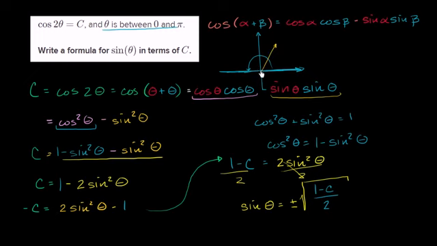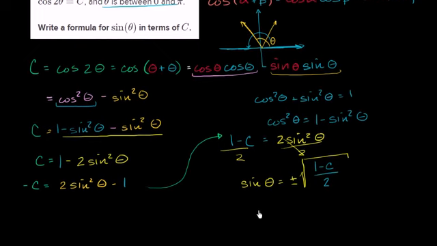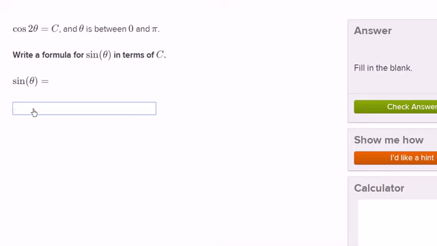So it could be an angle like this. It could be an angle like this. It cannot be an angle like this. And we know that the sine of an angle is the y-coordinate. So if we're in the first or second quadrant, the y-coordinate is going to be non-negative. So we would want to take the positive square root right over here. So we would get sine of theta is equal to the principal root, or you could even think of it as the positive square root, of (1 minus c) over 2. So let's go back and check our answer. Sine of theta is equal to the square root of 1 minus capital C, all of that over 2, and we got it right.